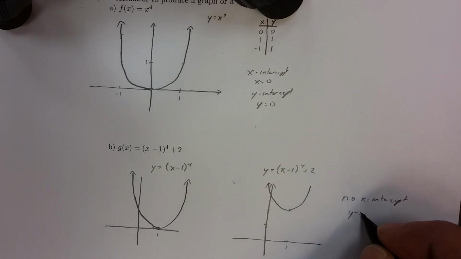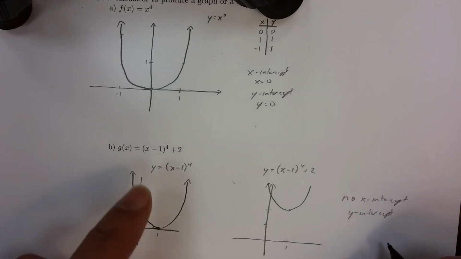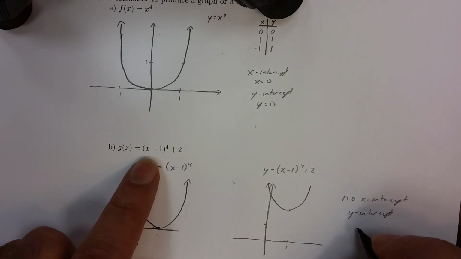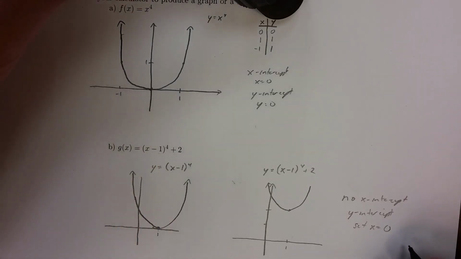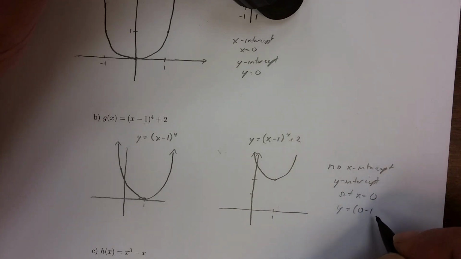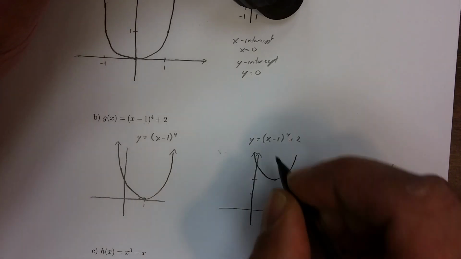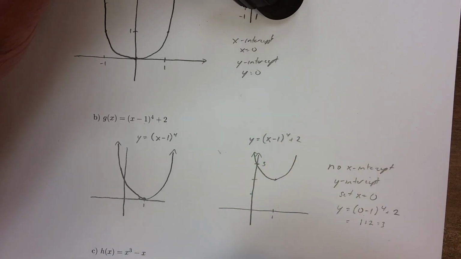As for the y-intercept, we always find the y-intercept the same way, and that's by plugging in x equals 0. So let's plug in x equals 0. So we'll set x equal to 0, and we end up with y is equal to 0 minus 1 to the fourth power plus 2. All I did is put a 0 in for x. And when we do that computation, we end up with minus 1 to the 4th power. That's 1 plus 2, or 3. So this thing crosses the y-axis at 3.